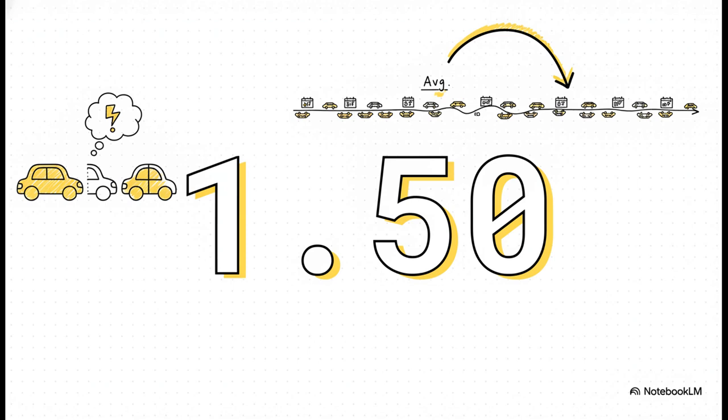Now you're probably thinking, wait a minute, you can't sell 1.5 cars, and you're absolutely right. The expected value isn't a prediction for any single day. Think of it as the long-run average. It means that over hundreds or thousands of days, the average number of cars sold each day is going to get super, super close to 1.5.